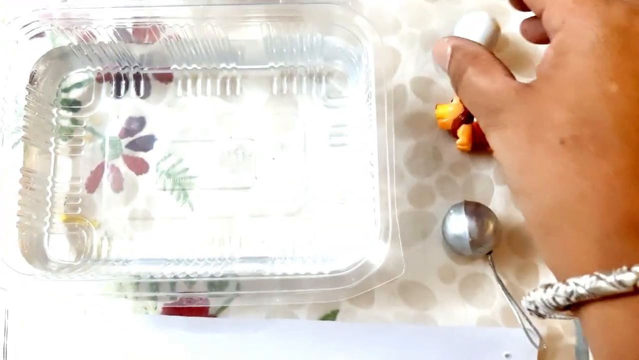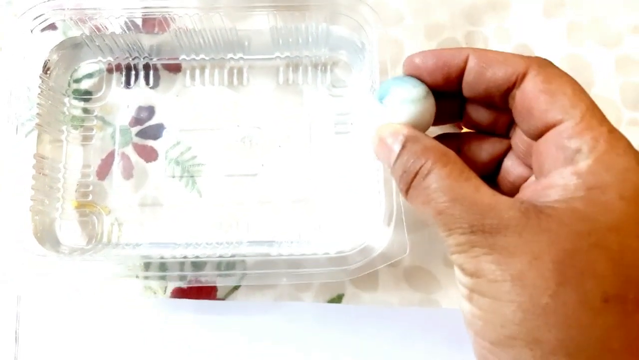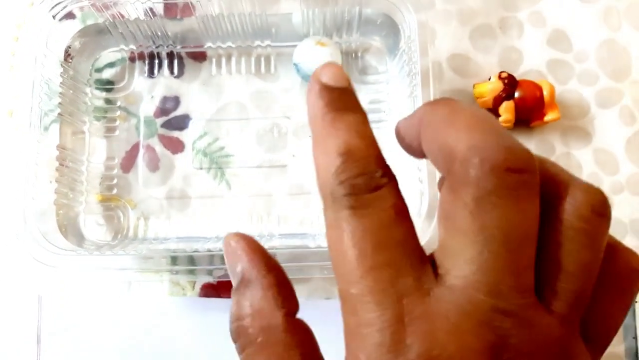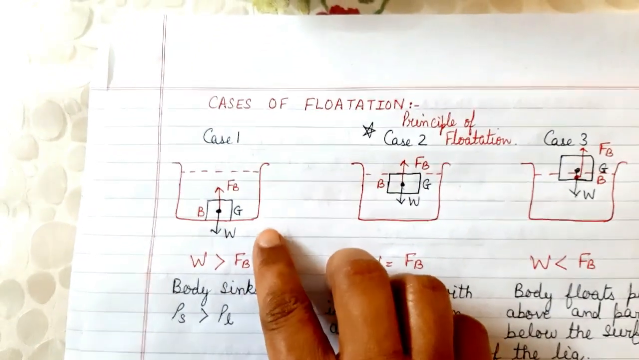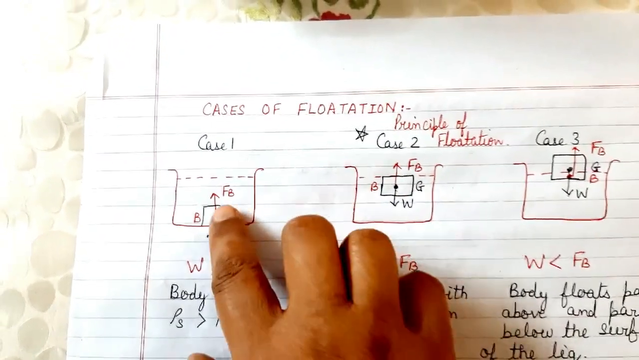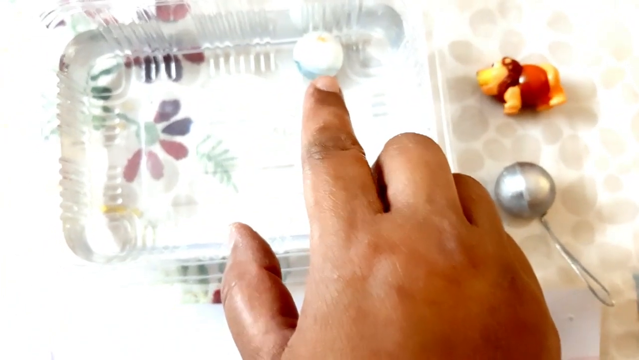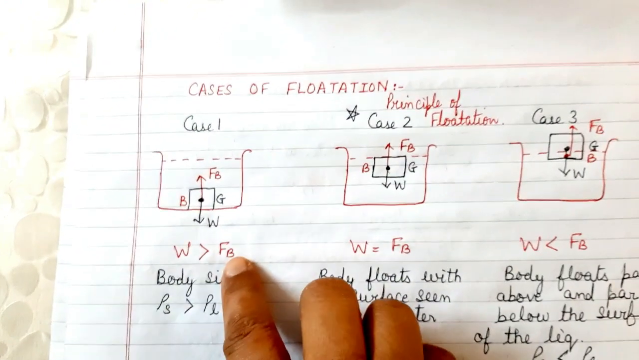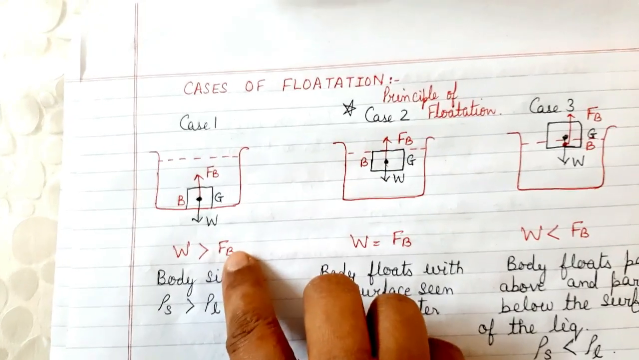Now see, what am I going to do? I'm going to pick up the first object and put it in the water. What happens to this object? It sinks in water. Now let us go back to the first case. In the first case, I have drawn the diagram, and this object which I showed you is the first case of flotation. Now let's see how. Here in this case, the weight of the object is greater than the buoyant force acting on the object.